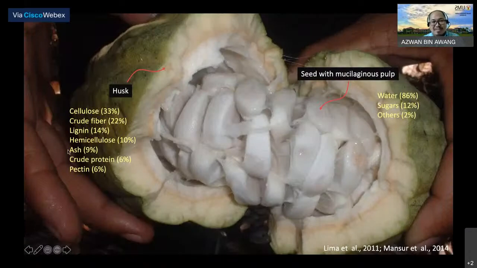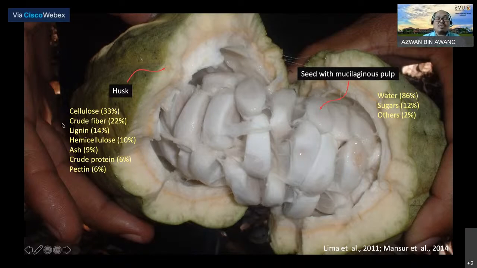Now let's open the pods. Now you can see the beans, right? The outer part we call the husk, and it contains almost all carbohydrates, lots of cellulose, fiber and lignin, a few proteins and pectins. Pectin is like a gum that binds cells and tissues in plants.